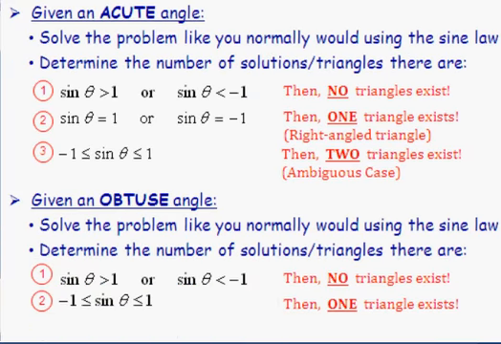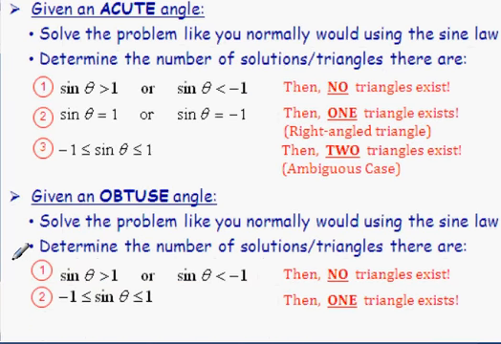If you're given an obtuse angle, you solve the problem like you normally would. And if sine theta is bigger than 1 or less than -1, there's no triangles. And for obtuse angles, if sine theta is in between -1 and 1, then there's only one triangle. So there is no ambiguous case if you're given an obtuse angle.